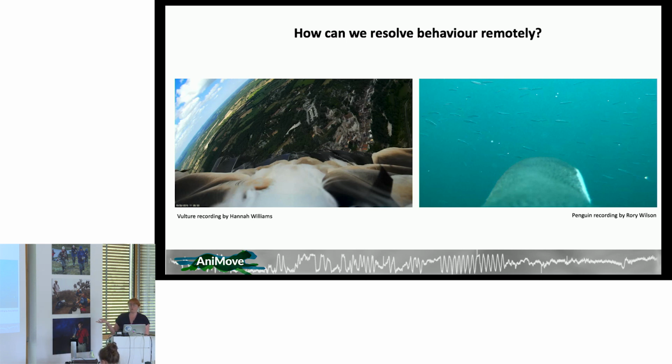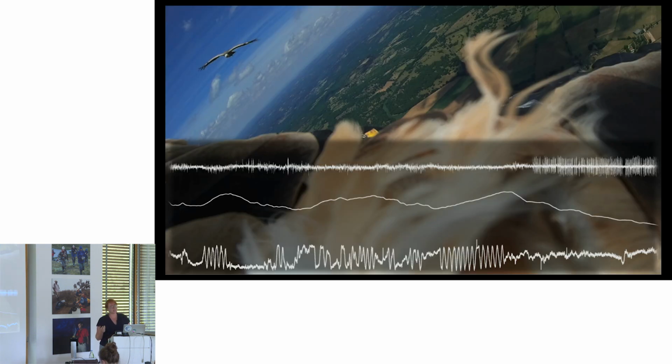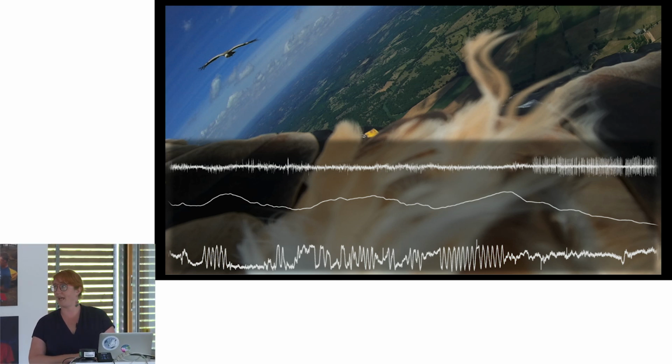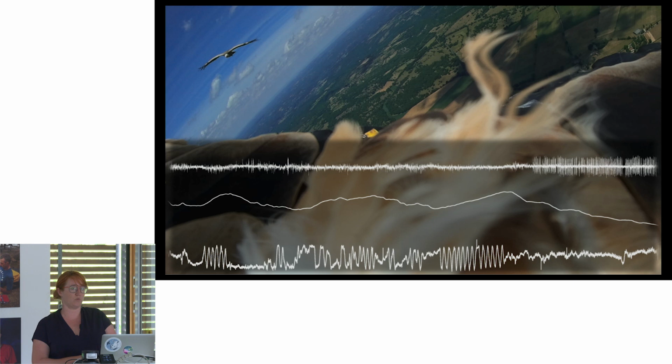That's really power hungry, and most of you won't have cameras. You might have camera traps, but probably not on the animal itself. Power hungry and very heavy. So we use other sensors that essentially allow us to visualize, play back the behavior in the same way that a video would, but this time it's signals.